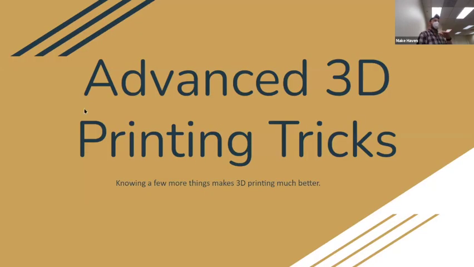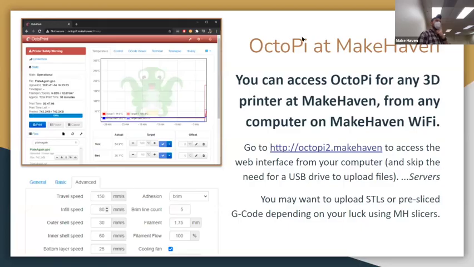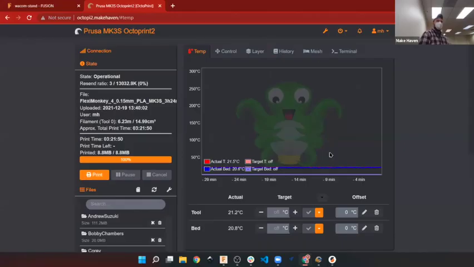So what are some advanced 3D printing tricks, things that you can do? First off, there's Octopi. And this is great. It feels like a big, complicated interface, and it totally is, but the more you learn its little details, the more you can fiddle with it and make things work. I would say the same is probably true for Prusa Slicer. Once you start to get into this, you can look at it a lot closer. And so here I've got a link to Octopi 2, or I've got Octopi 7 pulled up.